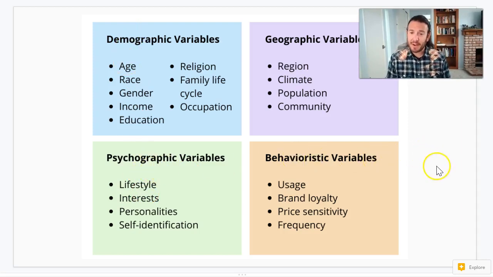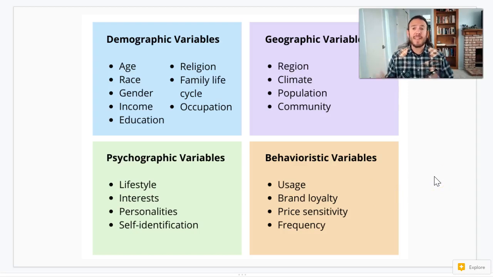Finally, we have behavioristic variables, which include things like usage, brand loyalty, price sensitivity, and frequency. This involves the behavior and the interaction of your customer online, in person, and with your brand. Where, if your customer base is online, where online are they? Are they younger and on Snapchat and on TikTok? Or are they a little bit older and possibly professional and more on LinkedIn? Brand loyalty, price sensitivity. Are you a luxury brand, in which case price sensitivity doesn't matter? Or are you a penetration pricing brand where price sensitivity makes all the difference in the world?